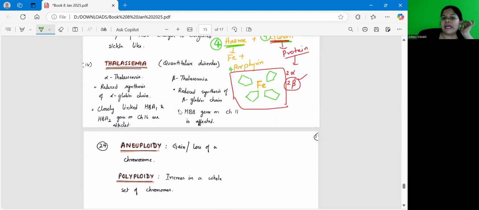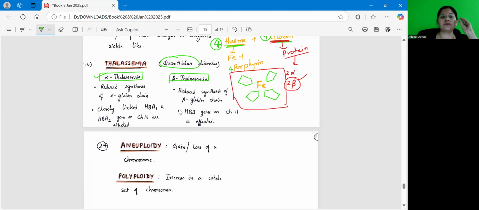Now, if you talk about thalassemia, what is happening in thalassemia? It is actually a quantitative disorder. Clear? So, the quantity of hemoglobin is affected here. How? First of all, thalassemia is of 2 types, alpha thalassemia and beta thalassemia. Now, why alpha and beta? It is based on the type of globin, alpha globin and beta globin. If the alpha globin chain is affected, then we call it alpha thalassemia. If the beta globin chain is affected, then we say beta thalassemia.